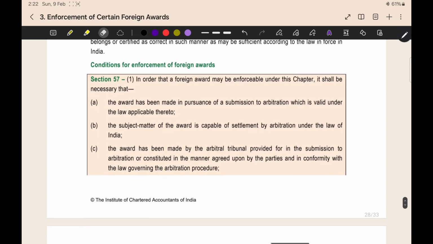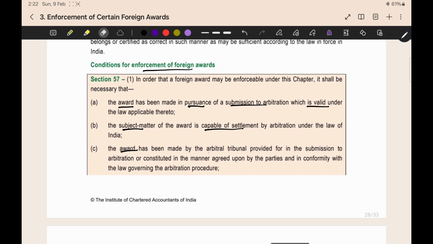The next section is conditions for enforcement of foreign awards. Same like that, we saw a section in the New York Convention. Here, for enforcing the foreign award, what are all the conditions to be fulfilled? The award should be in pursuance of a submission to arbitration which is valid. There should be a valid arbitration for the award to be enforced. Subject matter should be capable of settlement by arbitration. It should not be a matter which cannot be settled by arbitration.